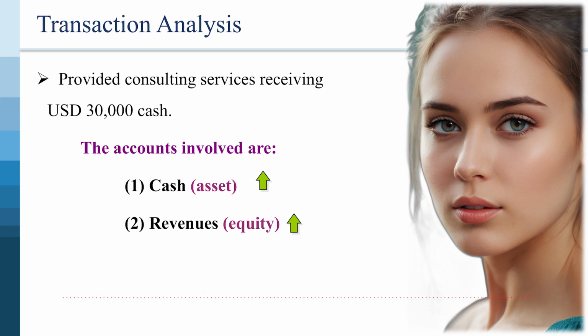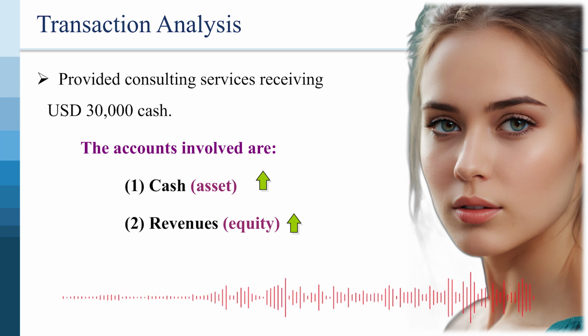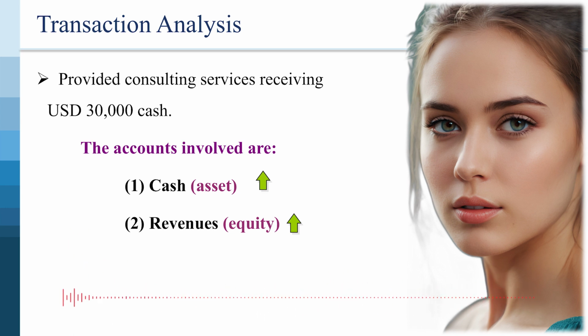The analysis. This transaction affects two accounts. Cash. Cash is an asset. Since the company received cash, this asset increases by $30,000. Revenues. Revenues represent the earnings of the company from its operations. Providing consulting services is how this company earns money, so revenue increases by $30,000.